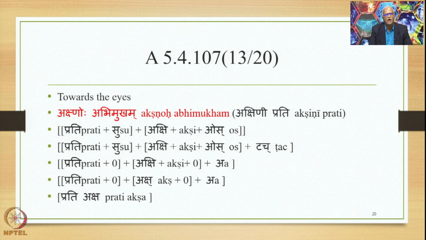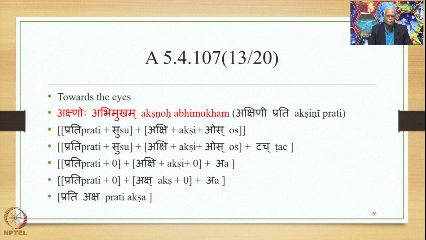So when we have towards the eyes, that is the meaning to be conveyed, akshnoho abhimukham, that is the laukika vigraha, which can also be expressed by akshini prati. And now we have the alaukika vigraha, prati plus su, prati denoting abhimukha, lakshanena abhiprati abhimukhe, 2.1.14. And so we have prati plus su plus akshi plus os. Now we get the samasa saudhnya by the sutra lakshanena abhiprati abhimukhe, and then we get the pratipadika saudhnya, and then we add the samasanta suffix tach. So we have prati plus su plus akshi plus os plus tach.